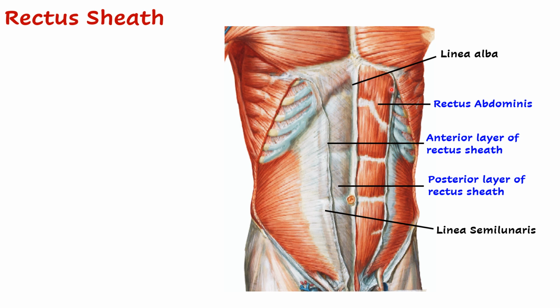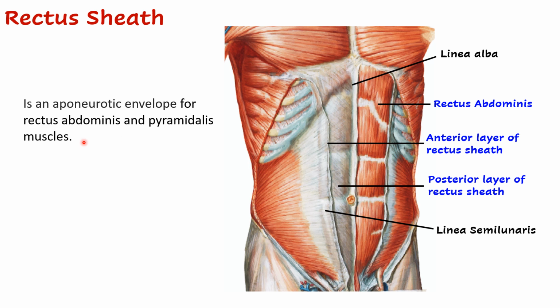Rectus sheath, we can see here the rectus sheath has been opened up to show the rectus abdominis, and here the muscle has been also removed to show you the posterior wall of the rectus sheath. Now let us look at the location of the rectus sheath, what exactly it is, its walls and the margins. So rectus sheath is located on either side of the linea alba. So this is the linea alba, and because rectus abdominis muscle is present on either side of the linea alba, obviously that's why the rectus sheath is also located on either side of the linea alba enclosing rectus abdominis muscle. So what exactly is rectus sheath? It is an aponeurotic envelope for rectus abdominis and pyramidalis muscles, right?